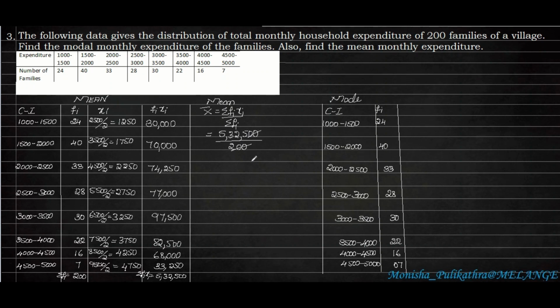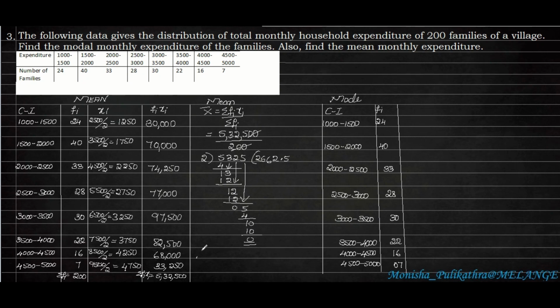5,32,500 whole divided by summation Fi is 200. Here 2 zeros get cancelled. Now we have to divide 5,325 by 2. Okay. So 2 2s are 4. Next 2 6s are 12. Again 2 6s are 12. So here 2 2s are 4. 1 remaining, put a point and put a 0 here. So 2 5s are 10.